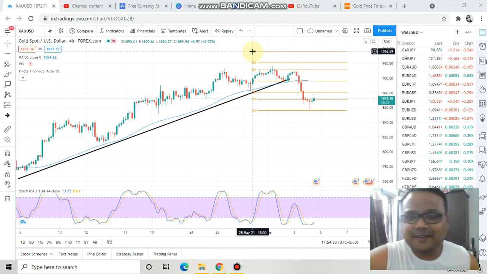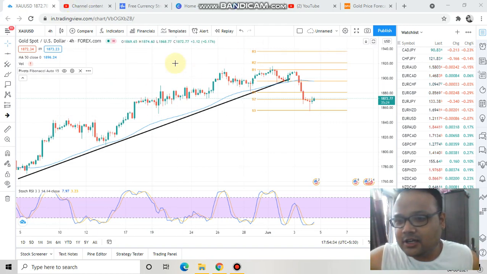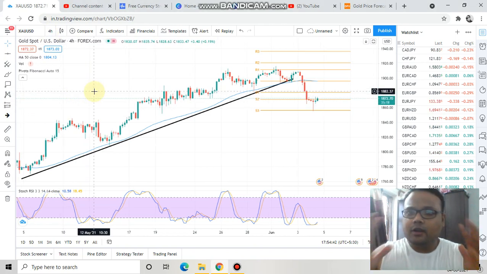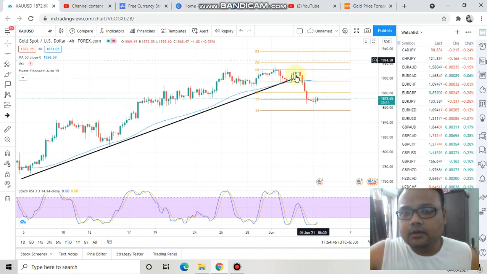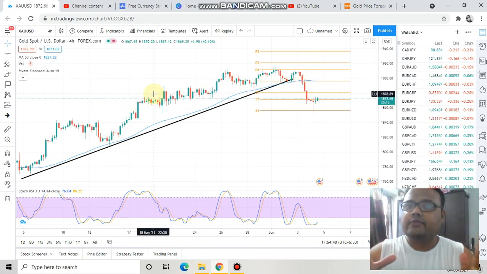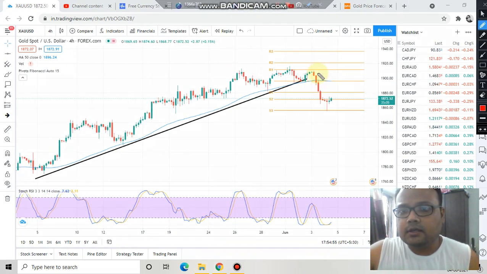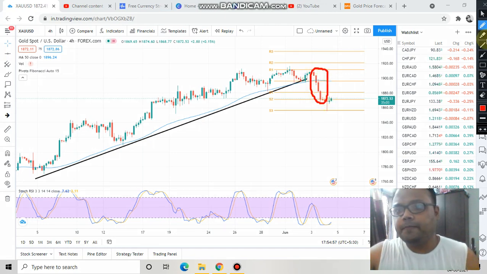So let's get started. This is the chart of gold USD, and as you can see, I'm in my favorite 4 hours time frame. Overall the market is in an uptrend, and we all know that there was a sharp fall in gold. The market was very much bullish, a beautiful uptrend. The chart was very beautiful, but there was a huge fall here.